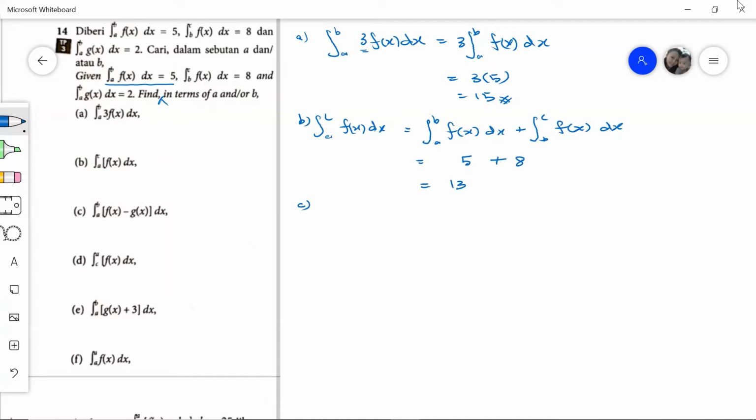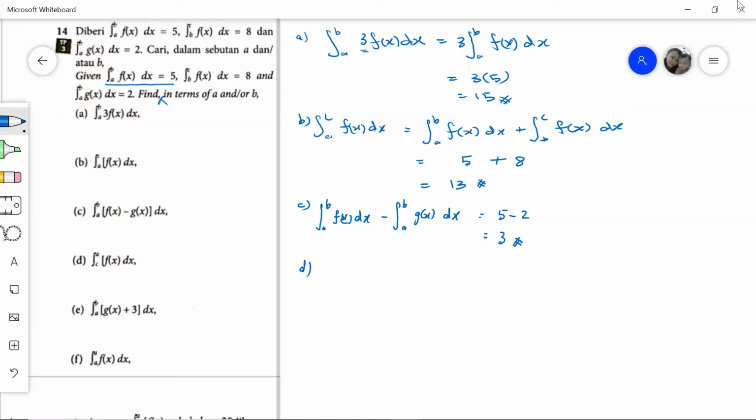So for C, we have the integral from a to b of f(x) minus g(x). We can split it and write it in two separate definite integrals. So over here, from a to b, f(x) dx is 5, minus from a to b, g(x), that is 2. Therefore, the answer is 3. Okay, so that's part C.